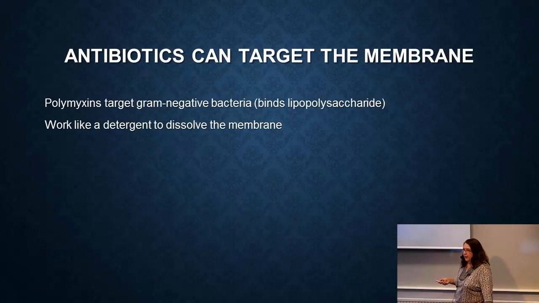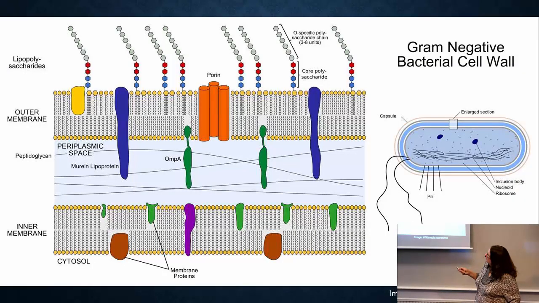Another type of antibiotic targets the membrane. And these are the polymyxins. Polymyxins target the gram-negative bacteria specifically because they bind to something called lipopolysaccharide. They work like a detergent to dissolve the membrane. And I'll show you a picture because I didn't mention lipopolysaccharide last time.